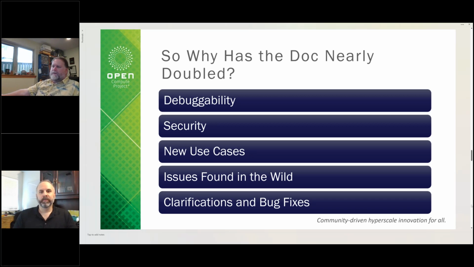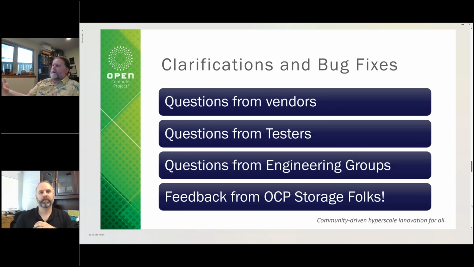Some things around, you know, we always find things in the wild, and so once we see those, we want to try and figure out how to plug those holes, and clarifications and bug fixes. And so kind of looking at this, the majority of the work is the big stuff, going to smaller stuff as you go down this page. To delve into that to the next level, we'll start from the smaller stuff and build back up. So things around clarification and bug fixes.